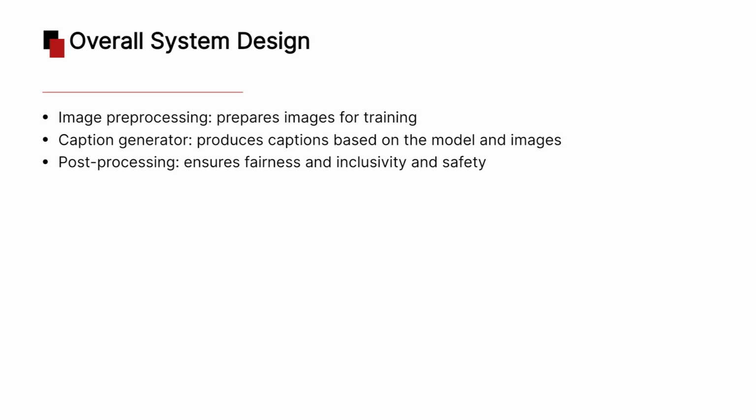3. Post-processing. Once the caption is generated, this stage applies fairness, inclusivity, and safety checks. It filters out potentially biased, offensive, or inappropriate content, and may adjust language to ensure respectful and inclusive descriptions. This step is essential for building trust and ensuring the system's outputs align with ethical guidelines. Together, these components form a pipeline that not only generates high-quality captions, but also addresses real-world considerations of fairness and user safety, making the system robust and trustworthy.